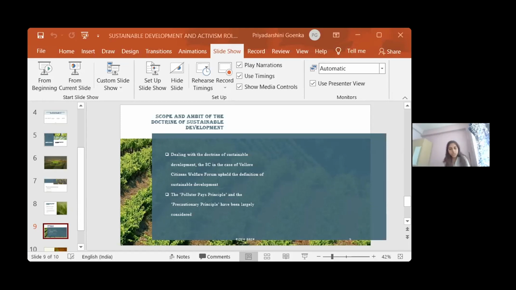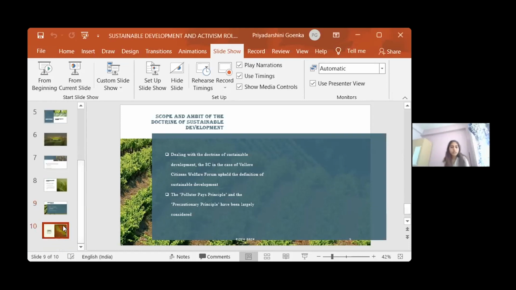By introducing such concepts, the judiciary has been trying to maintain a balance between two variables in connection with the persisting environmental issues, such as developmental protection and environmental protection. Thank you.